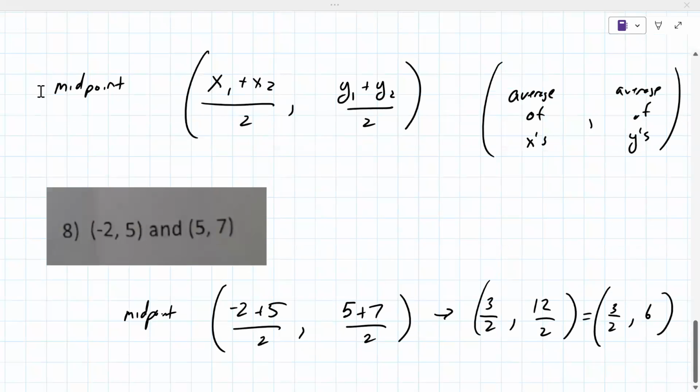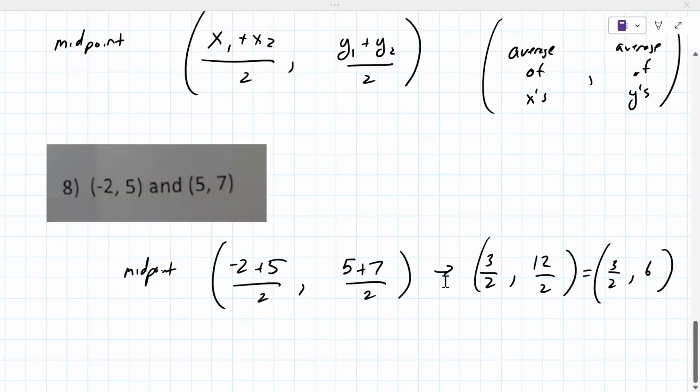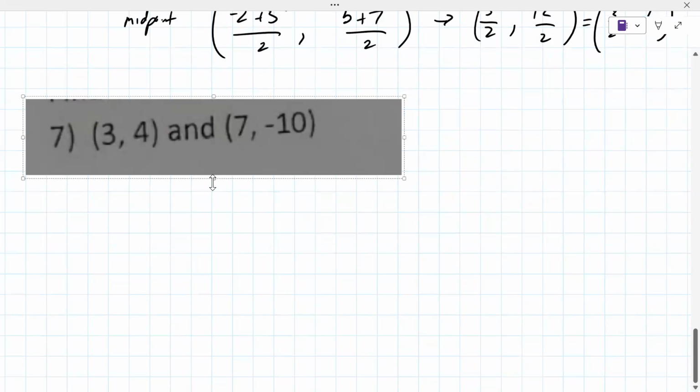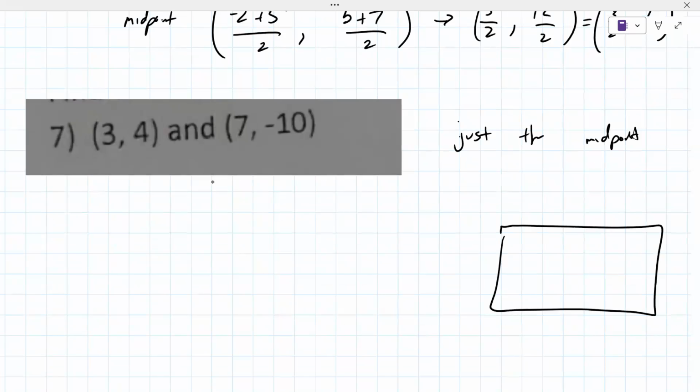Wait, right, so question? Would 3/2 over 2 and 6 be the answer for the midpoint? Yes. All right, so here I'd like you to find just the midpoint of this, please. And I just want your final answer. Like imagine I'm only grading what goes in the box there.